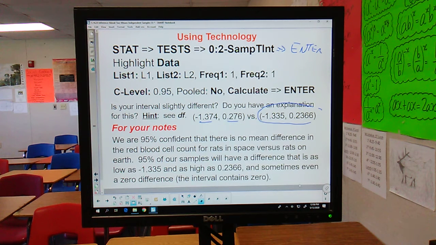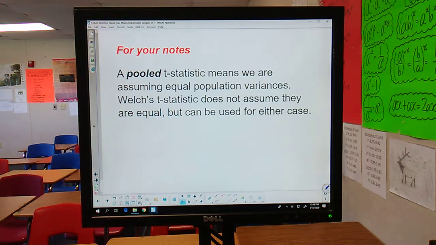Pause the video. Like we say on here, 95% of our samples, and I should insert in there, samples of 14, will have a difference that is as low as negative 1.355 and as high as 0.236. 0 is obviously in between those two numbers. So the interval sometimes even includes a 0 difference.